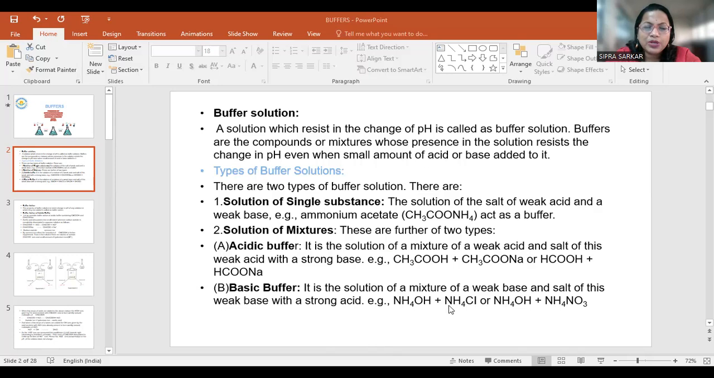Why basic? Because the OH group plays the important role for the basicity. Now ammonium hydroxide and ammonium nitrate, which is prepared from HNO3, a strong acid, but the basicity is produced due to the ammonium hydroxide. So these are the two types, which are very important for different purposes.